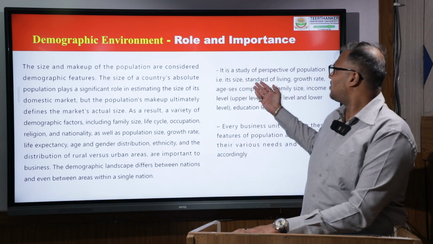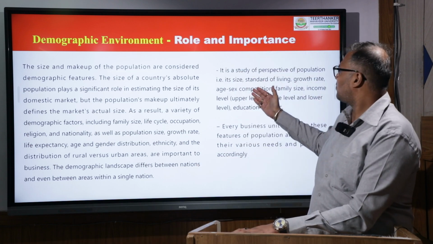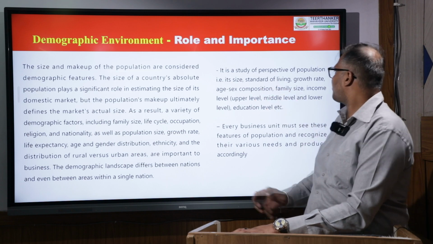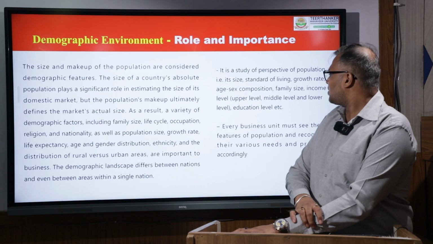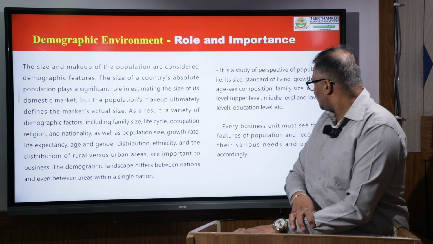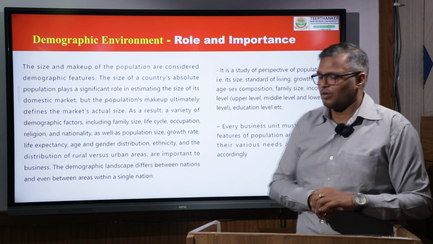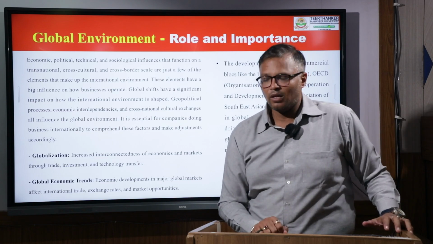Thus, what is the demographic environment? It is basically a study of the population size, standard of living, growth, age, sex composition, family size, income, education level, etc. And every business house sees various populations and recognizes various needs in order to produce things accordingly.